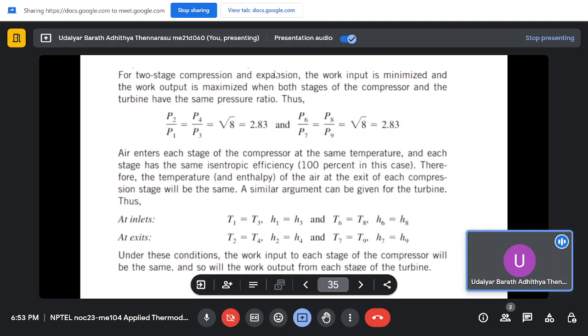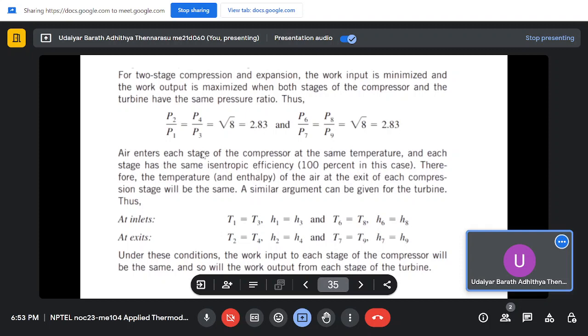For two-stage compression and expansion, the work input is minimized and work output is maximized when both stages of the compressor have the same pressure ratio. So P2 by P1 equals P4 by P3, which will be root of 8. It will come out to be 2.83. The pressure ratio is 2.83 between the two stages.